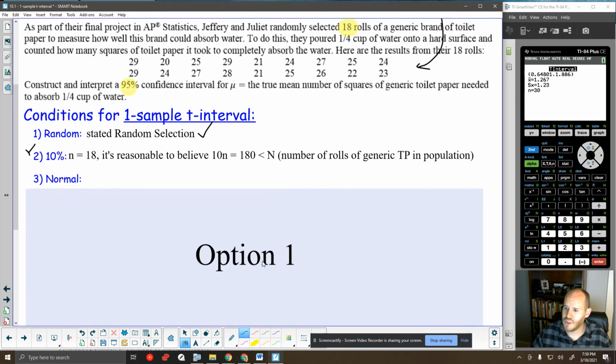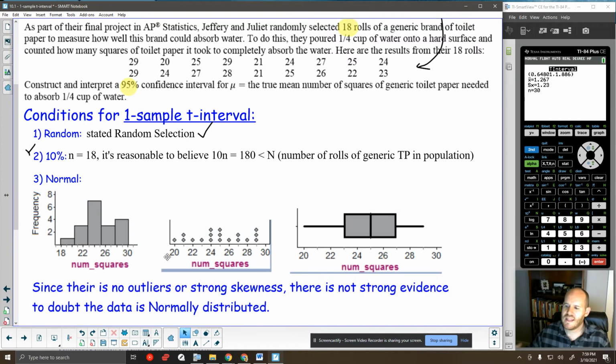I could, option 1, plot the data and see if it's reasonable to believe that I have a symmetric normal curve. Essentially, in that case, we'd be looking for the absence of outliers and the absence of strong skewness. These data are, in fact, slightly skewed to the left, but it's not strong enough for me to believe that if I was to take a larger sample, the data wouldn't take on a more normal shape. So slight skewness is totally fine. Strong skewness is a problem.